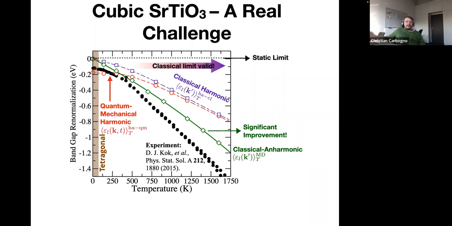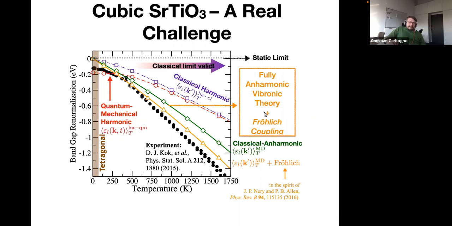So we lift all approximations and treat everything self-consistently. You see immediately that we get a much, much stronger renormalization, and especially the slope is now in quite nice agreement with experiment. And if we, on top of that, add Fröhlich terms, these are, as was the case for the dipole-dipole interactions in the harmonic phonons, long-range interactions that are not captured in the finite supercells that we are calculating the MD for. If we add this correction on top of it, we see we get a very nice agreement with experiment. This is nice, so we can now really see what the nature of this band gap renormalization is.